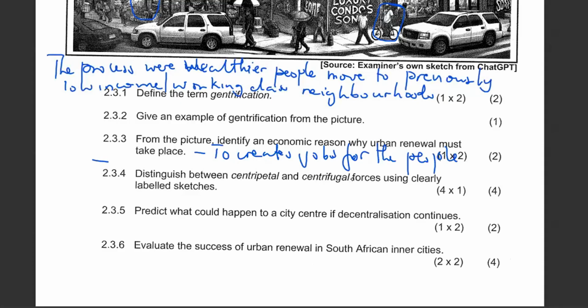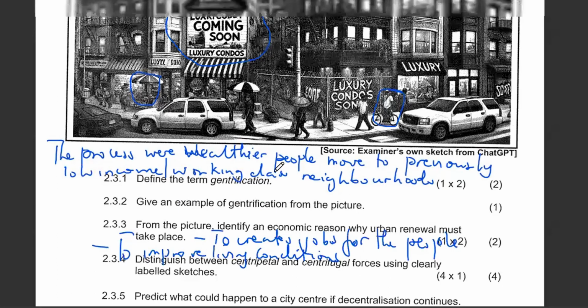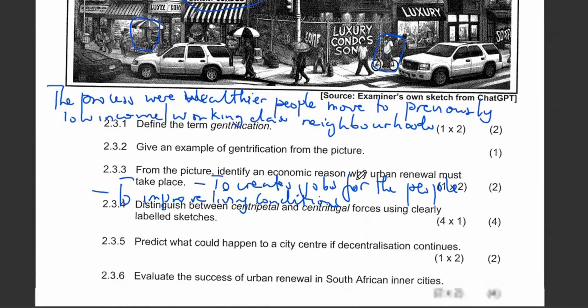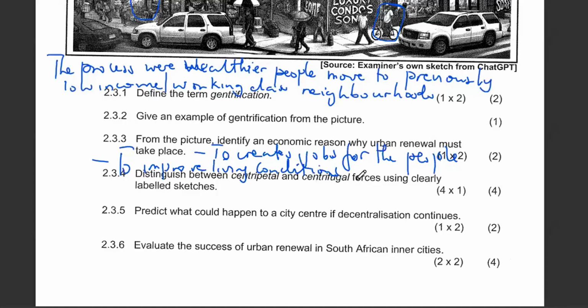So if gentrification happens, wealthier people join, then they can ultimately improve the conditions of the people by giving them jobs. If wealthier people come into the area, they're going to improve living conditions. If people are informal traders, in most instances, they are earning very low. But if they are formally employed, they are going to get better. So it is also justified to improve the living standards of the people.